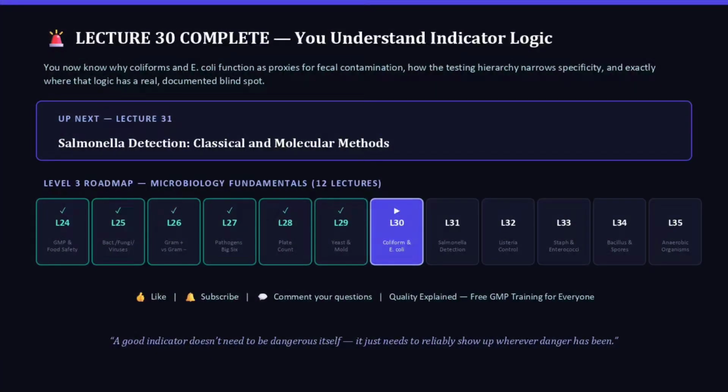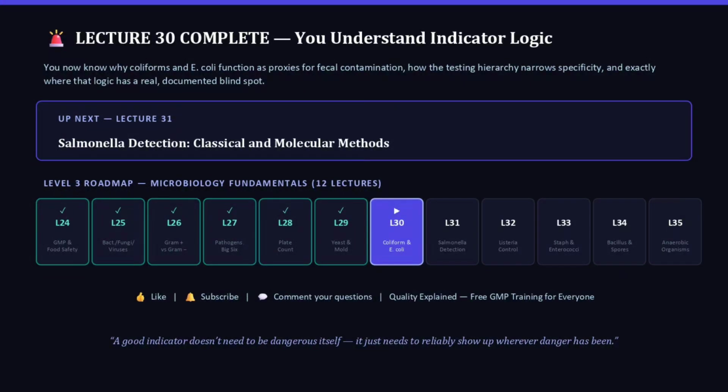That is Lecture 30 complete. You now understand indicator logic. You know why coliforms and E. coli function as proxies for fecal contamination, how the testing hierarchy narrows in specificity as you move through it, and exactly where that logic has a real, well-documented blind spot.